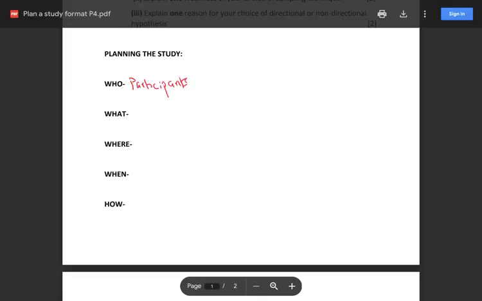Okay. And at times, some information would be given to you about the participants. Other times, it might be very vague. And in some cases, they may not mention anything. So you have the freedom to choose.